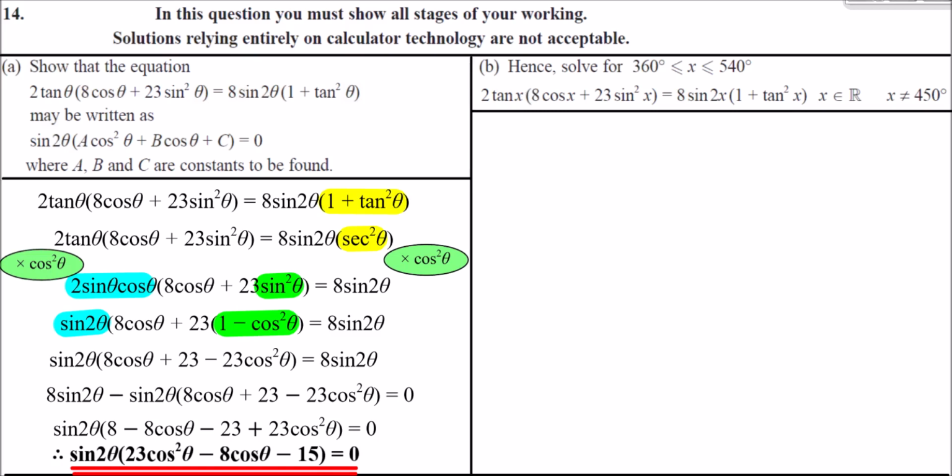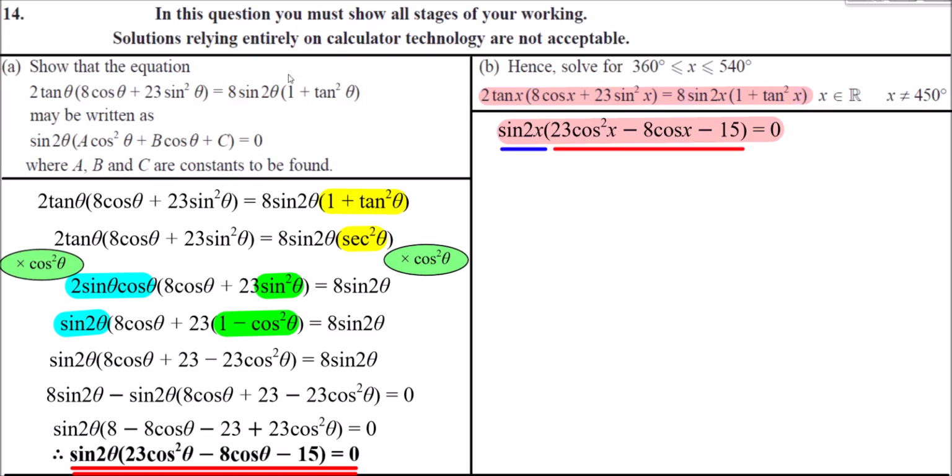So all we're doing here is solving for when one side equals the other. Again, using part A, we know this can be arranged into this format here, which is easier to work with. So we can take what we've got here in terms of x and rearrange it into this form: sine 2x, 23 cos squared x minus 8 cos x minus 15 equals 0. So I'm going to solve when this is equal to 0.